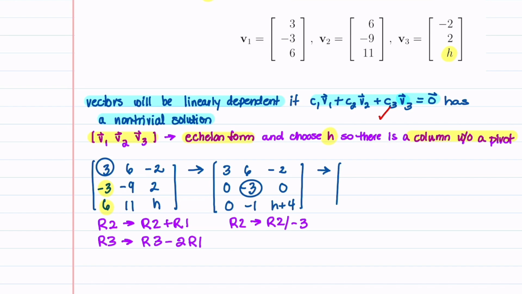So our first row is going to stay the same. Our second row, we're going to divide by -3, so we get a 0, 1, 0. And then our third row stays the same.